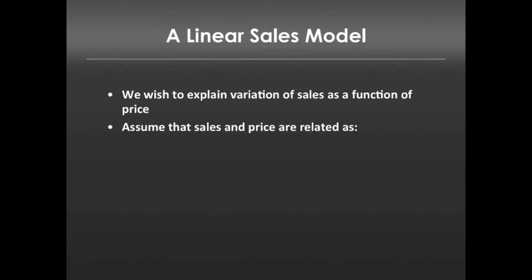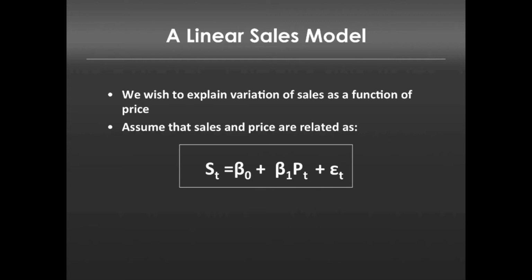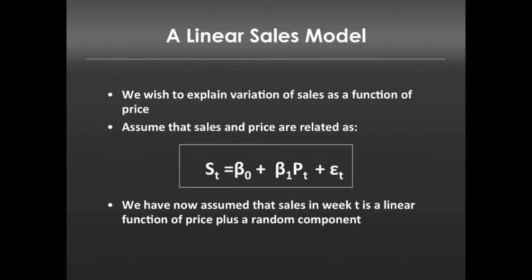So we assume that sales and price are related in the following way. We say that sales at any given time t, which is S sub t, is equal to some constant, which we'll call beta 0, plus the price at that time period, p subscript t, times some other coefficient, beta 1, plus an error term. We're going to leave the error term alone for now. We now are assuming that sales in week t is a linear function of price plus some randomness that we can't pick up, which is the epsilon, the error. And what we need to do is find beta 0 and beta 1.